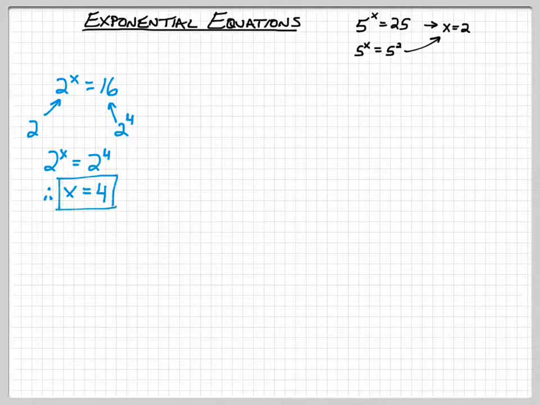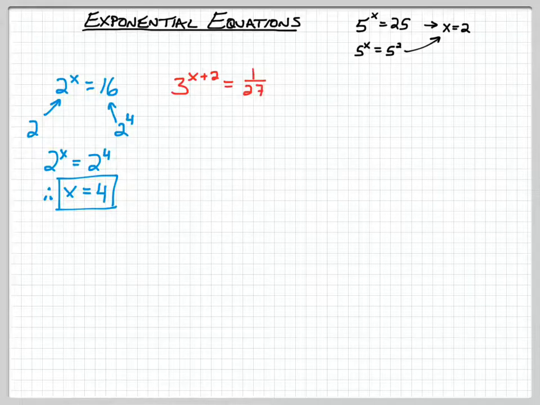So let's expand on this a little bit. Now we've got 3 to the x plus 2 power equals 1 over 27. Well, we still want to get the same base, base 3. So we have to think, how does 1 over 27 look as a base 3? Well, that's the same as 1 over 3 cubed, because 3 times 3 is 9, times 3 is 27.